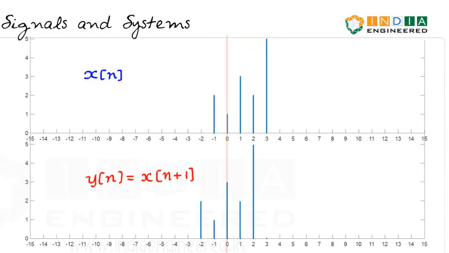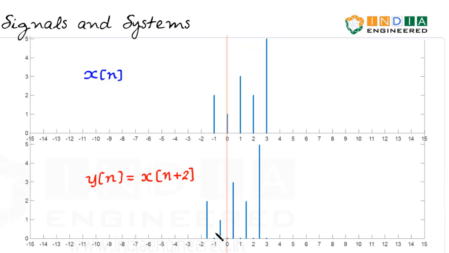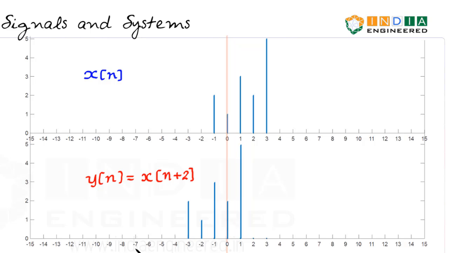What if we wanted to shift it by 2 positions? So that will be y of n equal to x of n plus 2. So the signal will move left by 2 positions. So this is our original x of n, and it will be shifted left by 2 positions. Now we will discuss the general case.